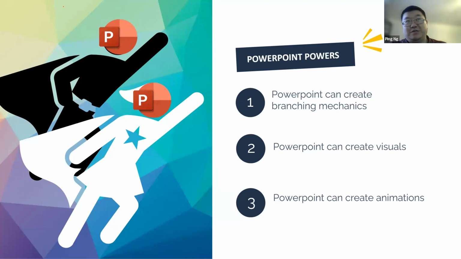So just to summarize, what are the 3 different PowerPoint powers that we've looked at today? So PowerPoint can create branching mechanics. So if you're doing a story, interactive, or just an interactive kind of presentation, the linking feature can allow users to just move through the presentation very easily.